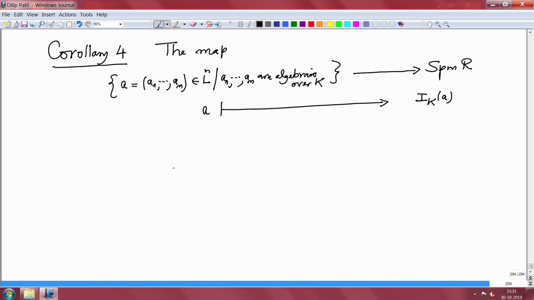So this map is surjective, not always, if L is algebraically closed. Moreover, I want to describe when two algebraic points go to the same ideal. So that also I want to describe. So let me describe that also.